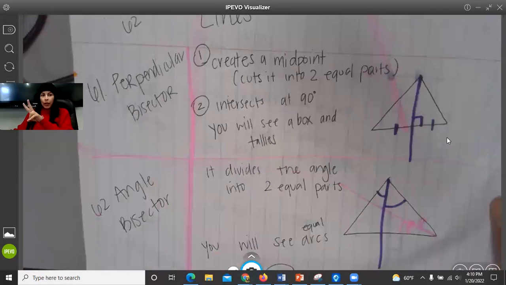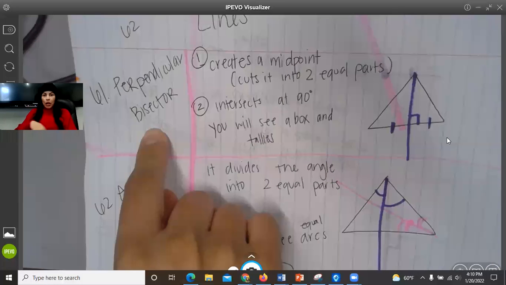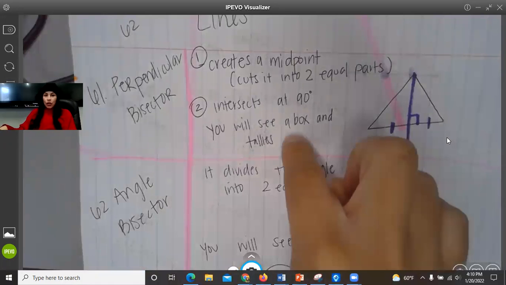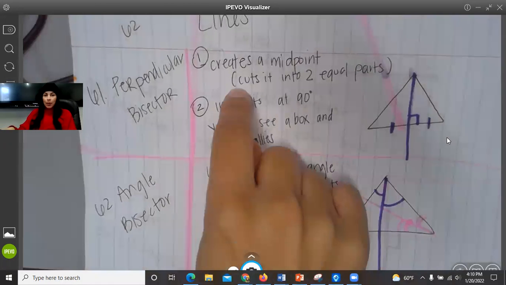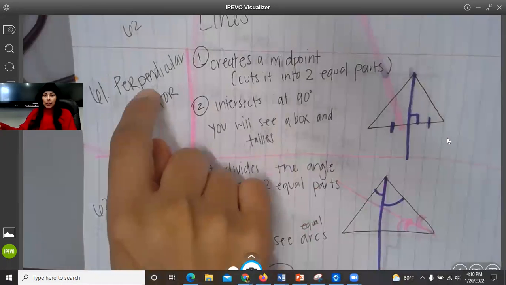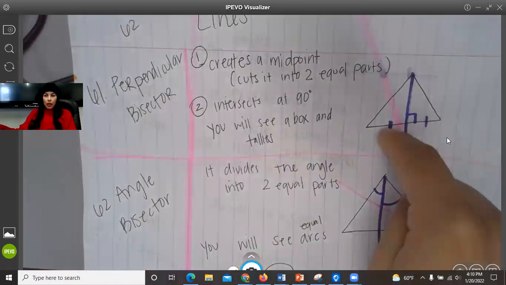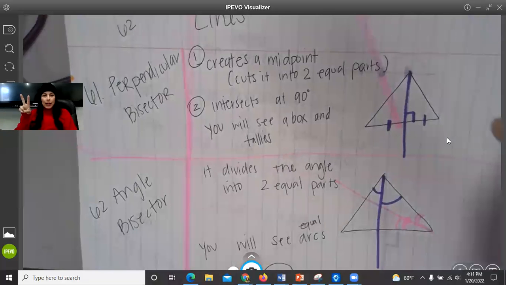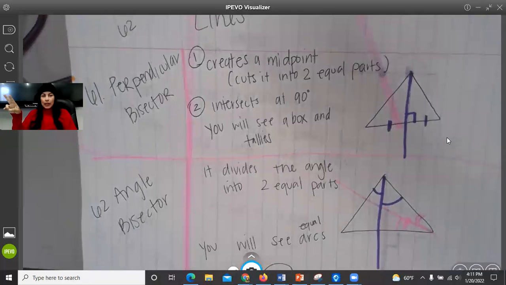Now we're going to put those two words together, and this is a perpendicular bisector. So that means that you've got a line that crosses at 90 degrees, and it makes both parts exactly the same. It's going to create a midpoint. So you're going to see two things. You're going to see a box, and you're going to see tallies. So this has two parts. It's a perpendicular bisector, so it crosses at the midpoint. There's the midpoint. Those two parts are equal, and it's crossing at 90 degrees, not just at a slant, but exactly at 90 degrees. So this one's the most special one because it has two parts. It's perpendicular, and it's also bisecting. It's the midpoint, and it's 90 degrees.